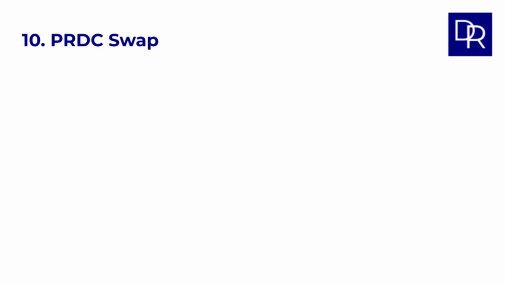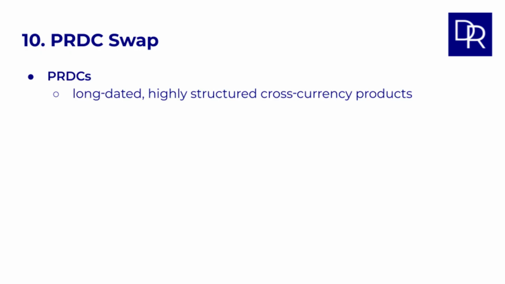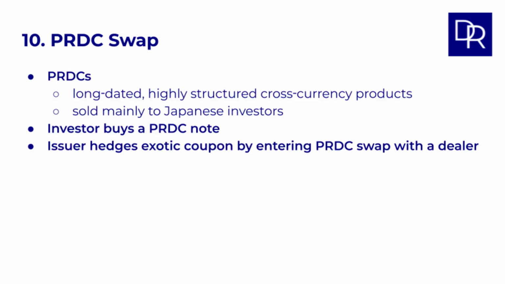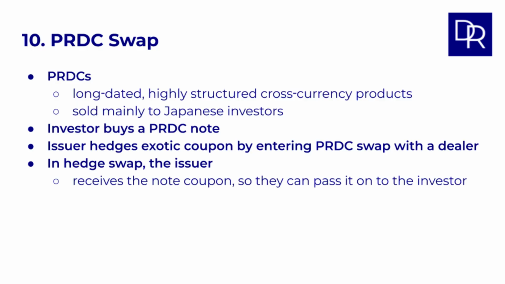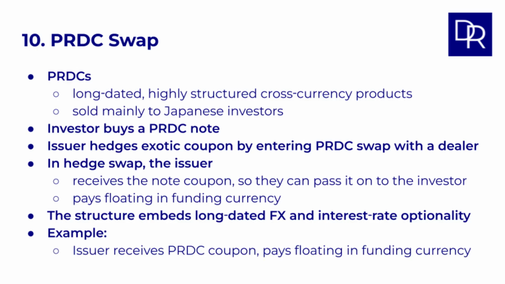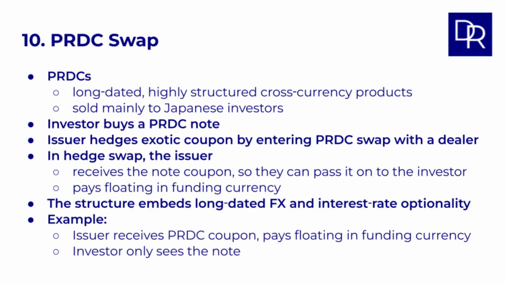Number 10, PRDC swap. PRDCs are long-dated, highly structured cross-currency products sold mainly to Japanese investors. The investor buys a PRDC note, and the issuer hedges the exotic coupon by entering a PRDC swap with a dealer. In that hedge swap, the issuer receives the note's coupon, so they can pass it on to the investor and pay floating in their funding currency. The structure embeds long-dated FX and interest rate volatility. As an example, the issuer receives the PRDC note coupon and pays floating in their funding currency. The investor only sees the note.